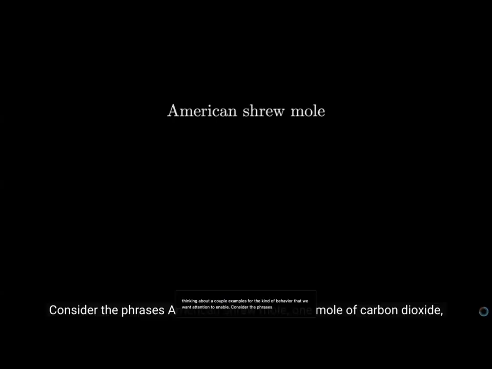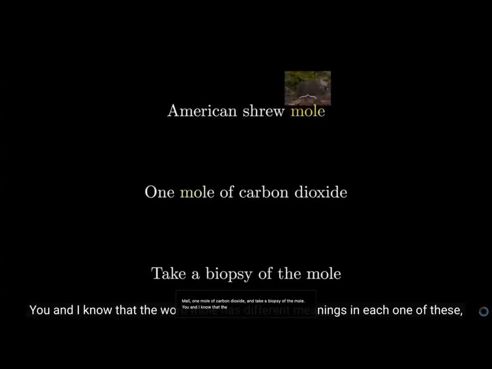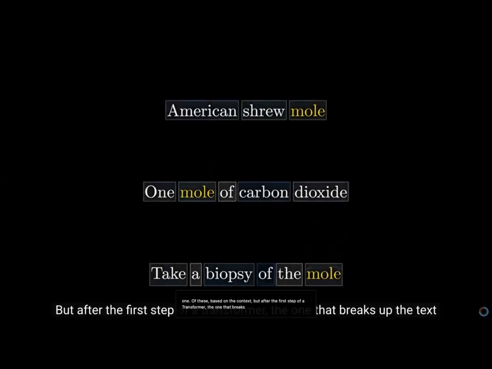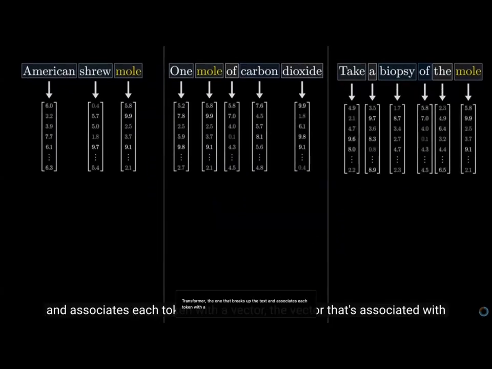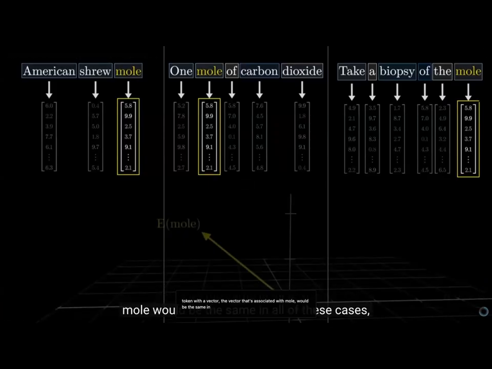Consider the phrases American shrew mole, one mole of carbon dioxide, and take a biopsy of the mole. You and I know that the word mole has different meanings in each one of these, based on the context. But after the first step of a transformer, the one that breaks up the text and associates each token with a vector, the vector that's associated with mole would be the same in all. So initially, the mole will be exactly the same, because it's a generic word, mole, right?